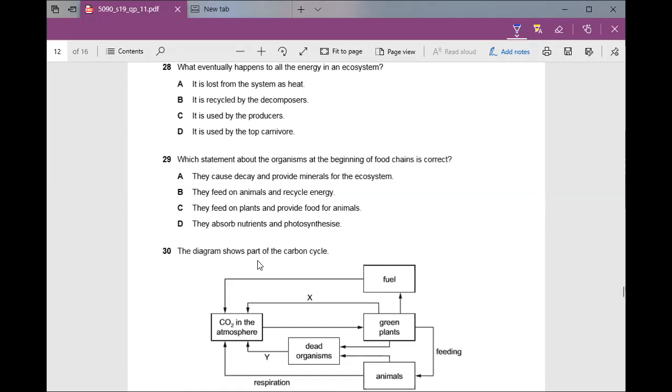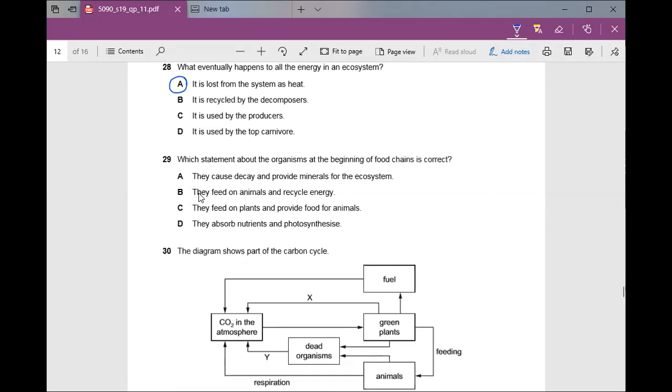Now students, we are moving to number 28. What eventually happens to all the energy in ecosystem? It's very easy. It is lost from the system as heat. Okay, because from one trophic level to other trophic level, 90% lost as heat, and the remaining 10% is used by the organism.